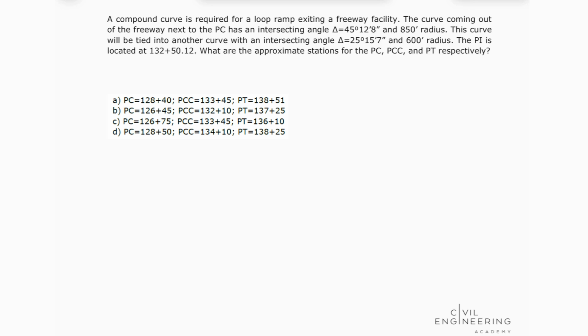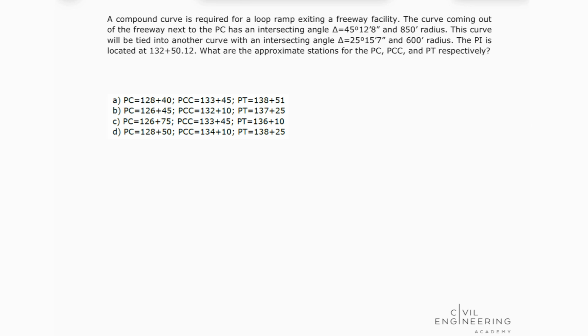The problem states like this. A compound curve is required for a loop ramp exiting a freeway facility. The curve coming out of the freeway next to the PC has an intersecting angle delta equals 45 degrees, 12 minutes and 8 seconds and an 850 feet radius. This curve will be tied into another curve with an intersecting angle delta equals 25 degrees, 15 minutes and 7 seconds, and 600 feet radius. The PI is located at 132 plus 50.12. What are the approximate stations for the PC, PCC, and the PT respectively?